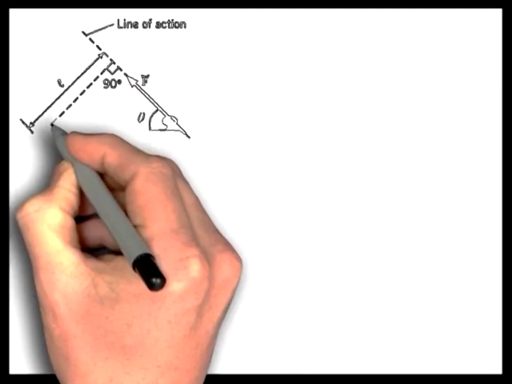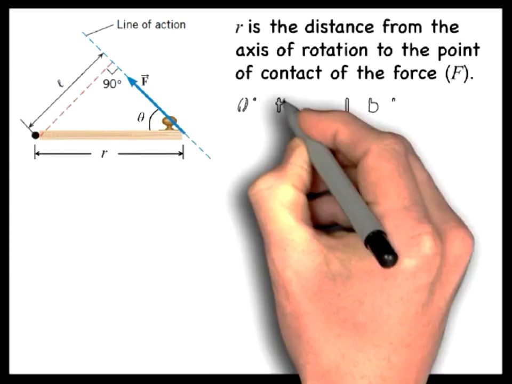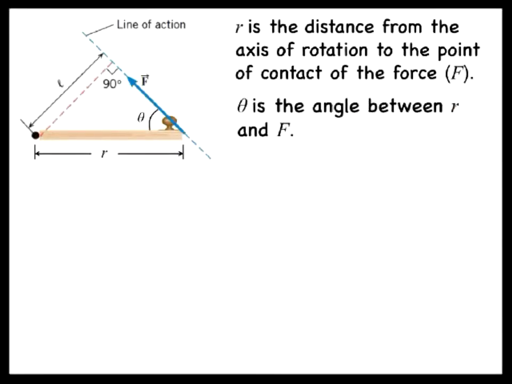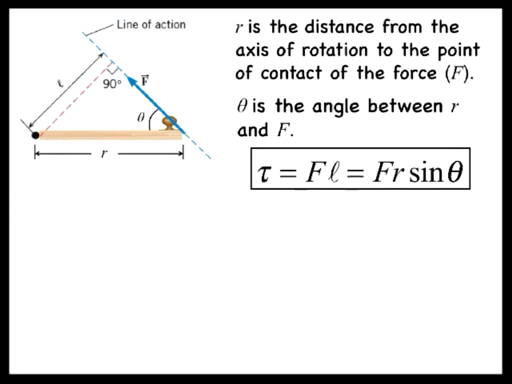It's often convenient to write the torque in terms of the distance between the axis of rotation and the application of the force, usually labeled r. Based on the geometry in the figure, we see that the lever arm is equal to r sine theta, where theta is the angle between r and F. Thus, we can write the torque as torque equals F times L, which equals F times r sine theta.